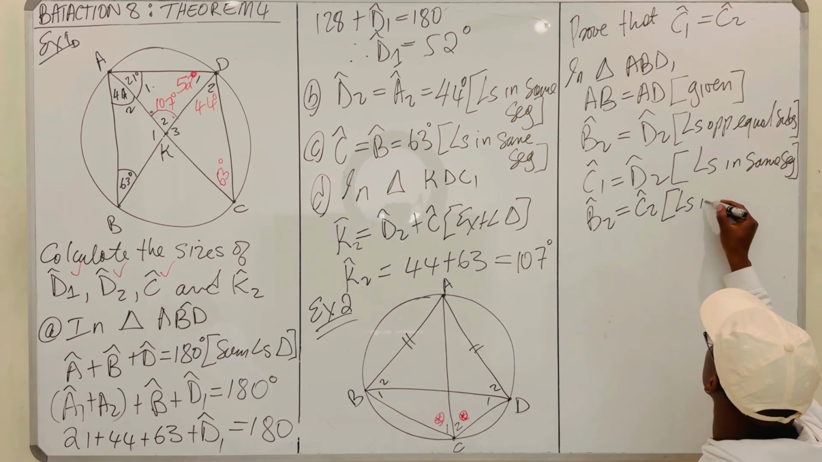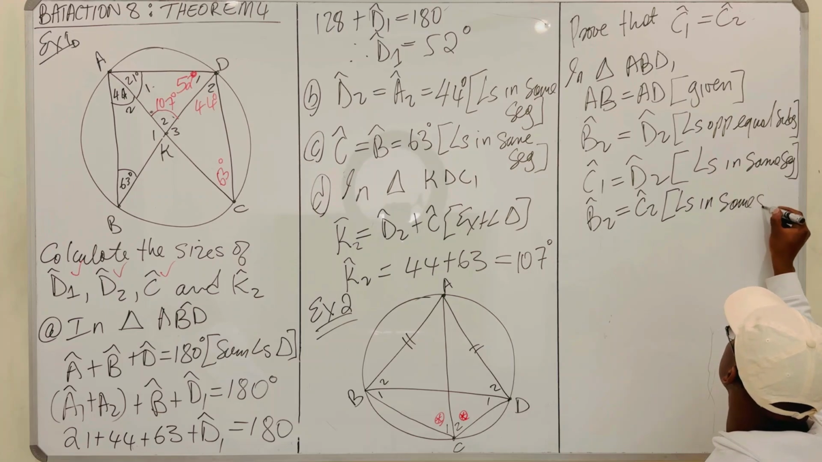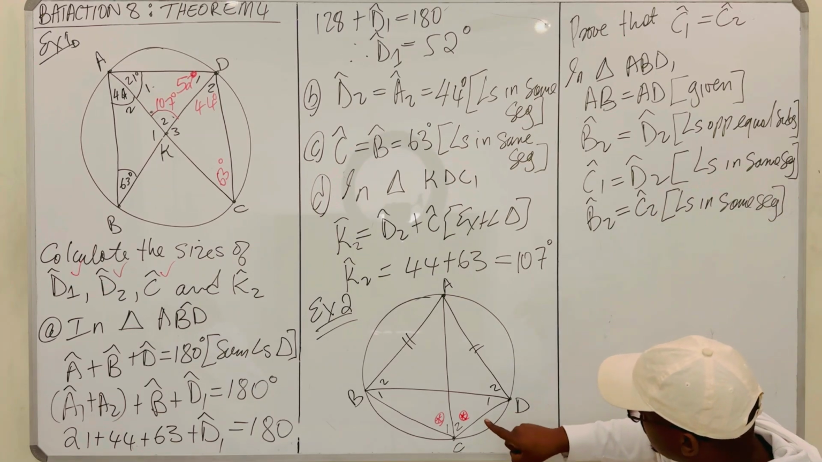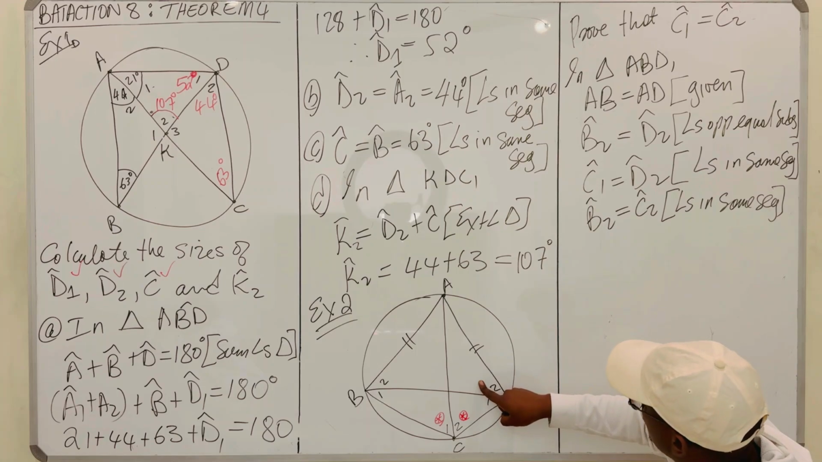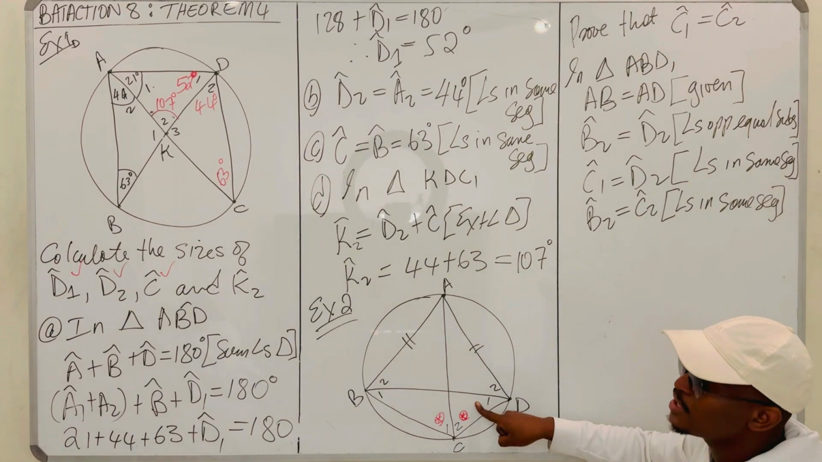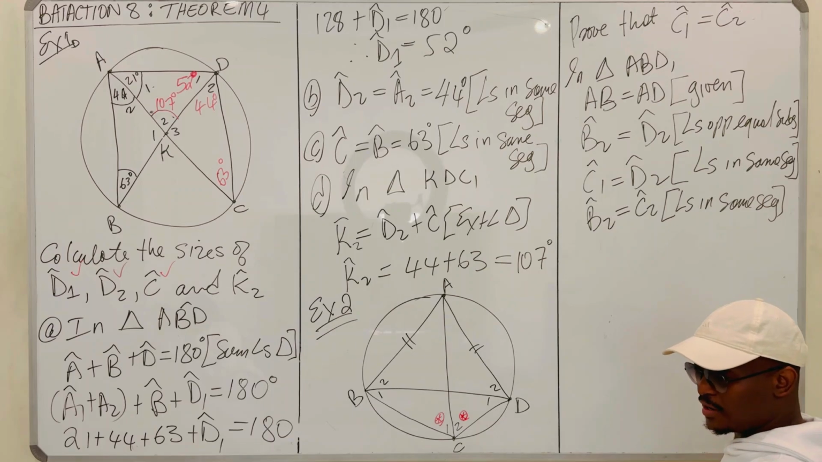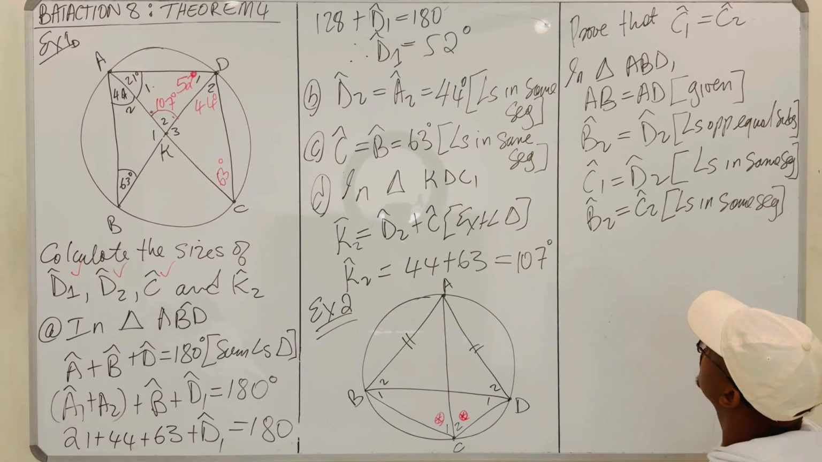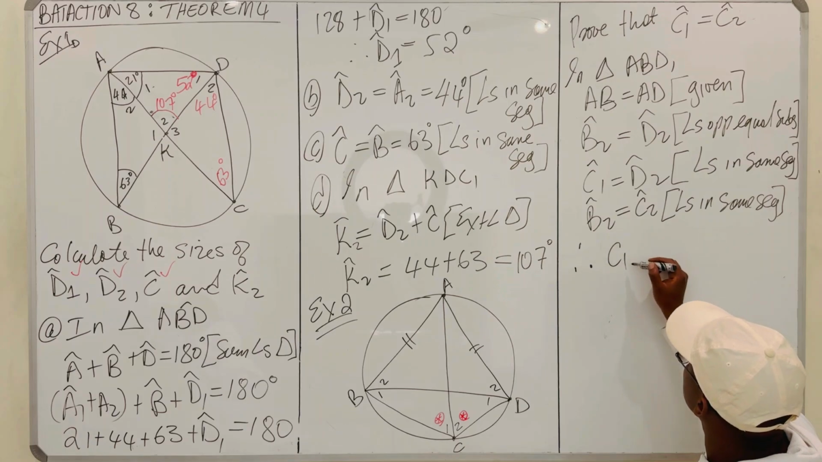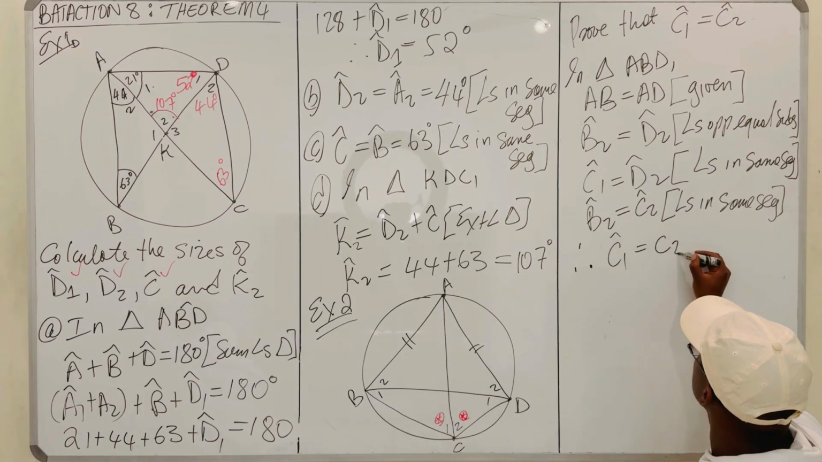So let's call it back. Therefore, angle B2 is equal to C2 because they are angles in the same segment. Are you following? Yes. Okay. Therefore, angle C1 is equal to angle C2.